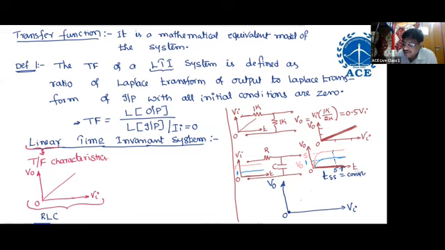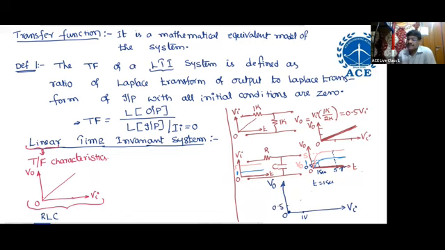No, sir, I don't want steady state, you can draw even at any time also. For example, I'll draw at t equal to 1 second. At t equal to 1 second, input 0, output also 0. In case input is 1 volt, output is what? 0.5, for example. At 1 second, input 1 volt, output is 0.5.